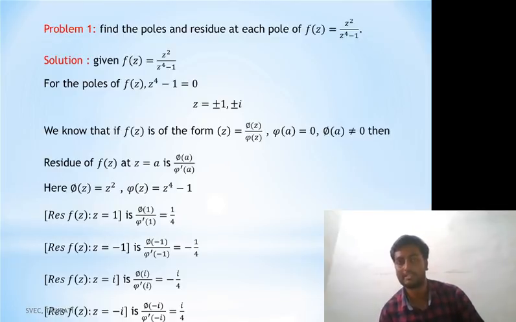So this is the simplest way. That means for poles, z power 4 minus 1 equal to 0, z equal to plus or minus 1, plus or minus i are the roots. It is a fourth root of unity.